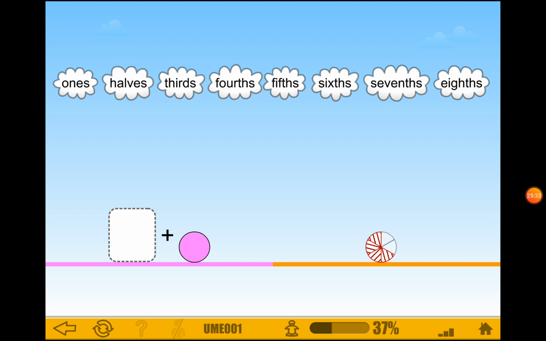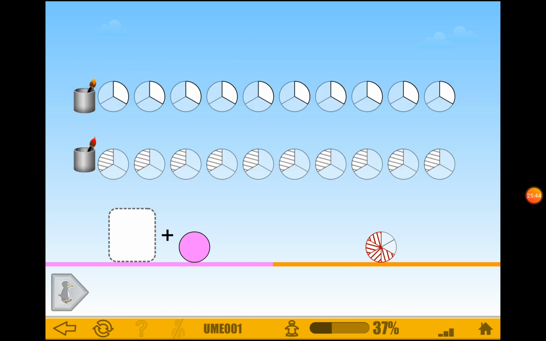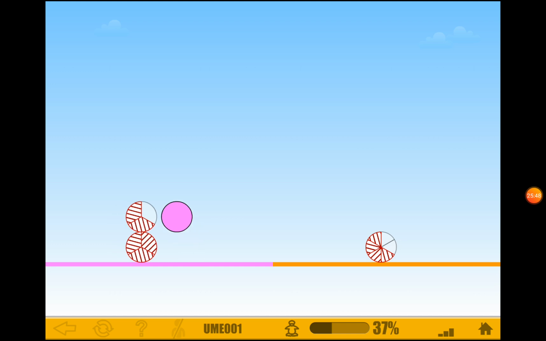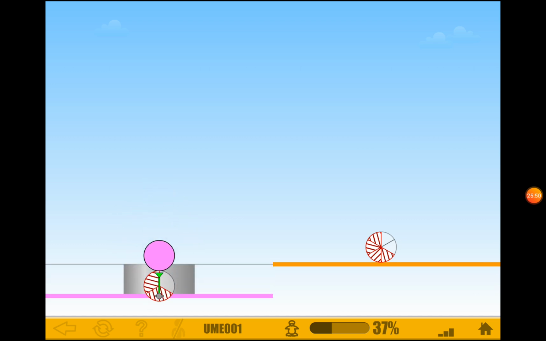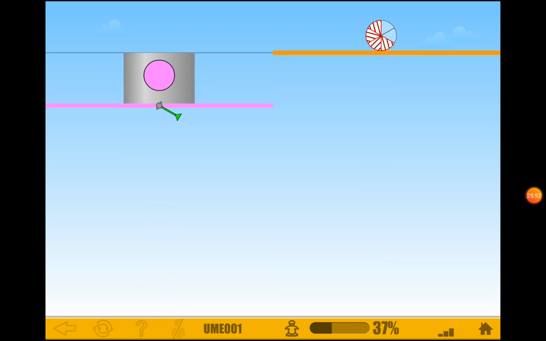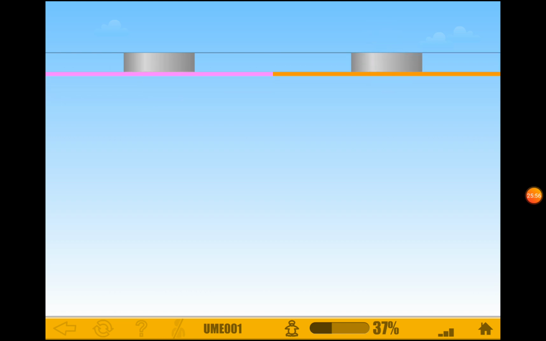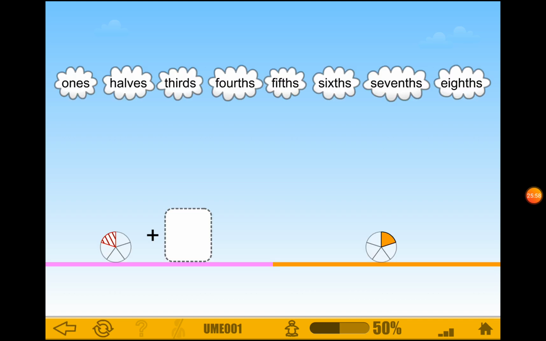So, 1, 2, 3, 4. Negative 2/3 minus a half is negative 1 and 2/3. So, negative 1 and 2/3. So, that should be it. Okay. And that's your answer. Okay.